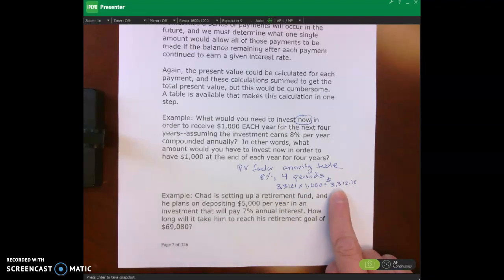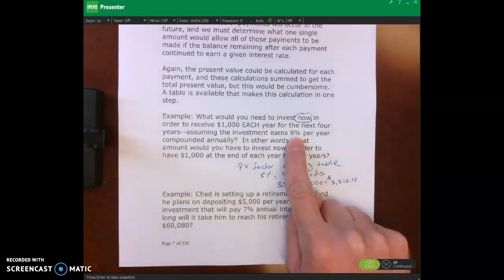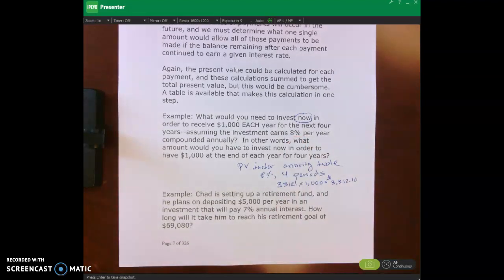So basically what this is telling you is if you put in the bank $3,312 and it's earning 8% per year, and you withdraw $1,000 at the end of each of the next 4 years, you'll have $0 left over. That's what this is telling you. Okay? Let's look at this problem.